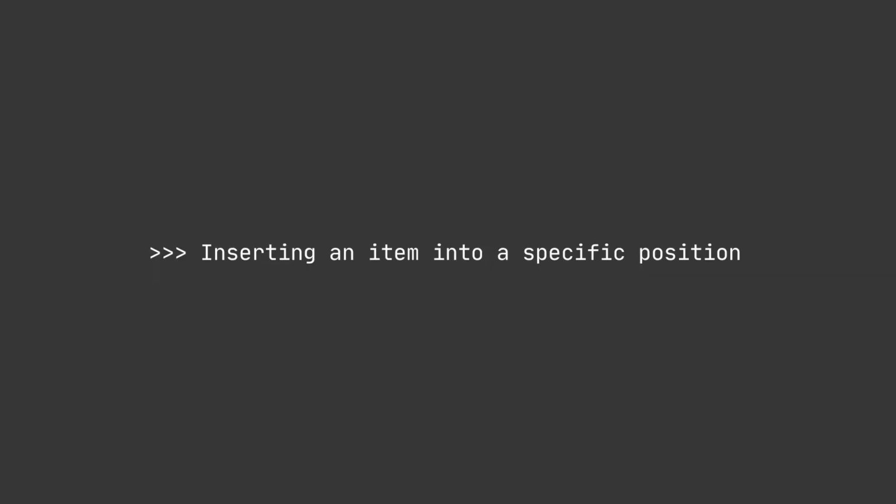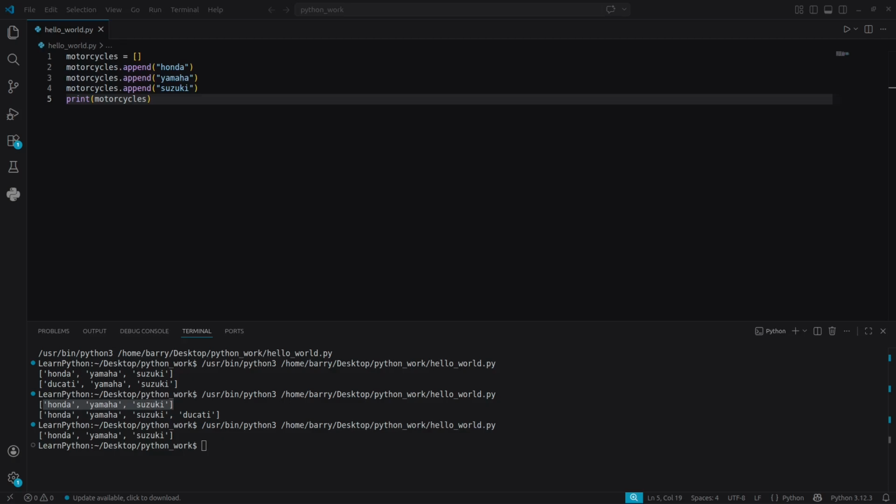Moving to the next part, let's insert an item into a specific position. Now let's say that you do not want to add an item specifically at the end, but perhaps you want it at the beginning or maybe even the middle. And for that, Python gives us the insert method.